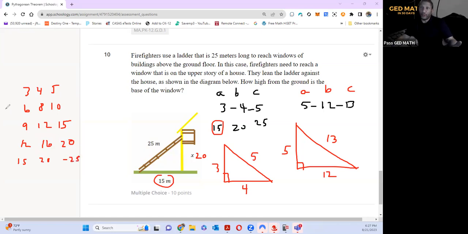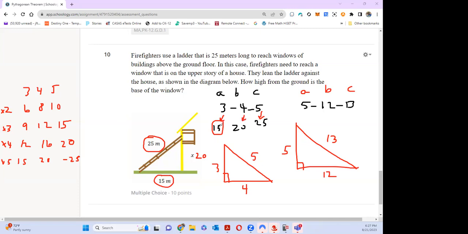So remember, I multiply these by 2. I multiply these by 3. I multiply these by 4. I multiply these by 5. So I noticed here that this 25 is a multiple of 5, so I would have to multiply by 5. So what I do is I multiply the other legs by 5. This is where I got the 15 and the 20. When I look at what's given, I see one of the legs is 15. So now I know the missing leg is 20.